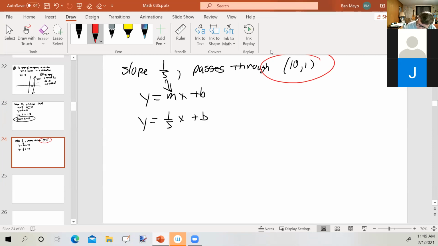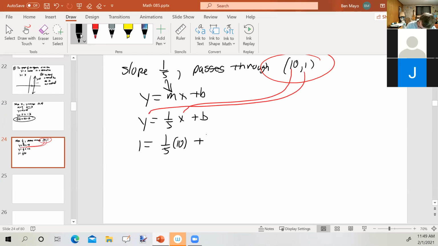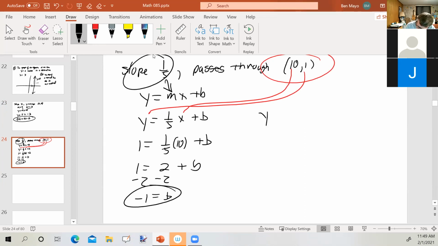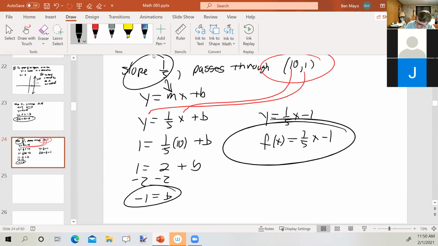But what I can do is I can use this point and take the 10 and put it in for x, and the 1 and put it in for y. And this will allow me to solve for b. So I know the slope and the y-intercept. Y equals 1/5 x minus 1. Writing it using function notation, f of x equals 1/5 x minus 1. Any question there?